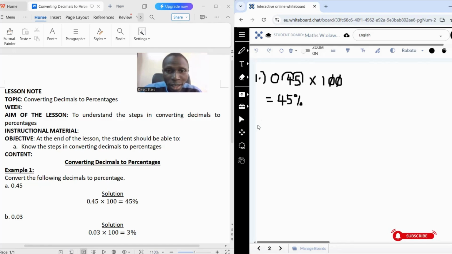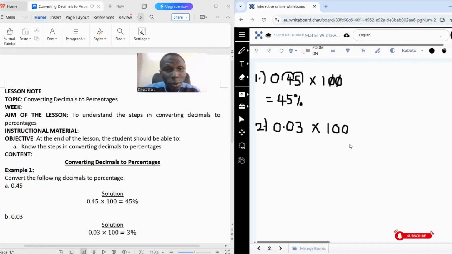All right, so the next example that we're looking at, we're asked to convert 0.03. This is a decimal. We're asked to convert this to a percentage. So we're going to multiply this by 100. So multiply 0.03 times 100.